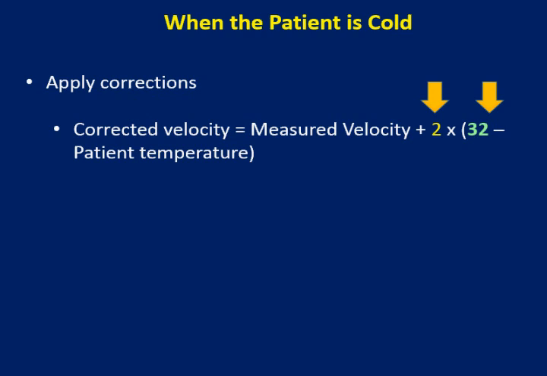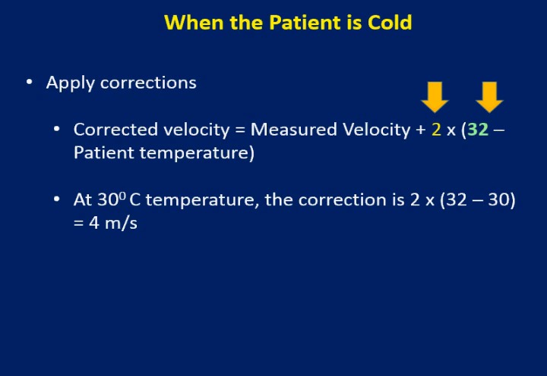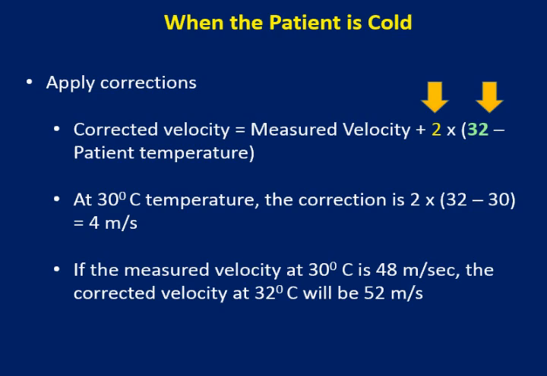If the patient temperature is 30 degrees, the correction will be 4 meters per second. If the velocity measured at 30 degrees centigrade is 48 meters per second, then the corrected velocity at 32 degrees centigrade will be 52 meters per second.